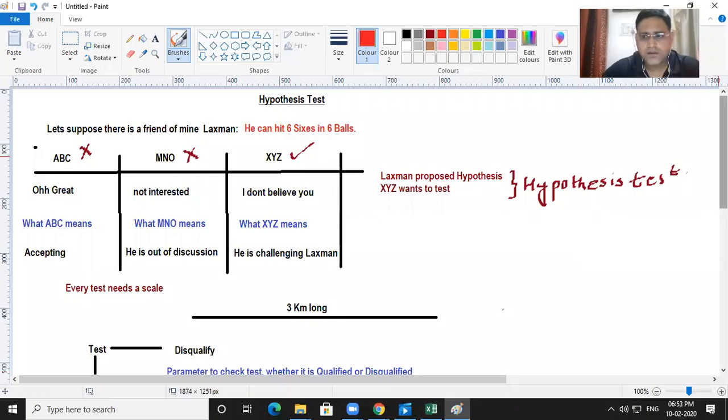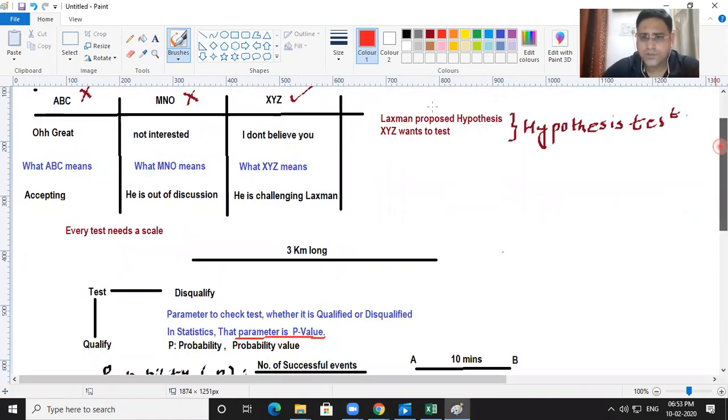So friends, till this point we have discussed what is hypothesis test, and we took this example that one friend of mine, his name is Lakshman, has proposed that he can hit 6 sixes in 6 balls. Okay, so now Lakshman proposed a hypothesis, and another friend of mine wants to test it, and that is my hypothesis test.